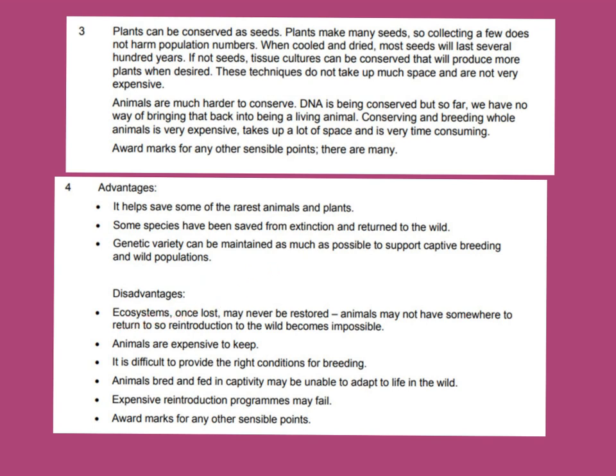While the disadvantages can be summarized as follows. Ecosystems, once lost, may never be restored. Animals may not have somewhere to return to, so reintroduction to the wild becomes impossible. Animals are expensive to keep. It's difficult to provide the right conditions for breeding. Animals bred and fed in captivity may be unable to adapt to life in the wild. Expensive reintroduction programs may fail. Okay, and there are some other reasons you may expect here.